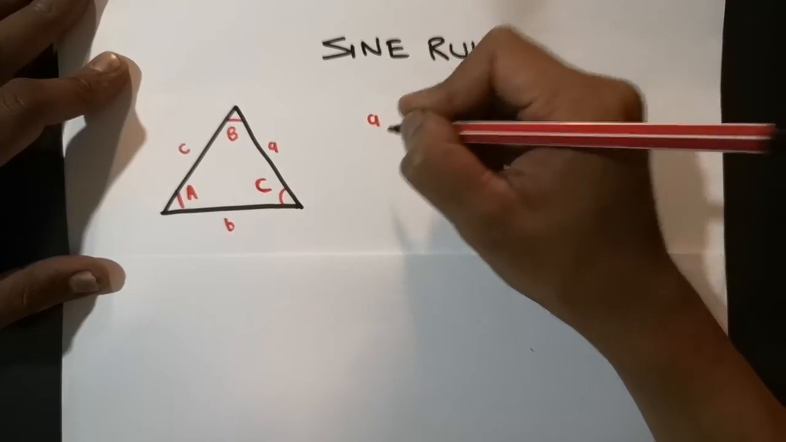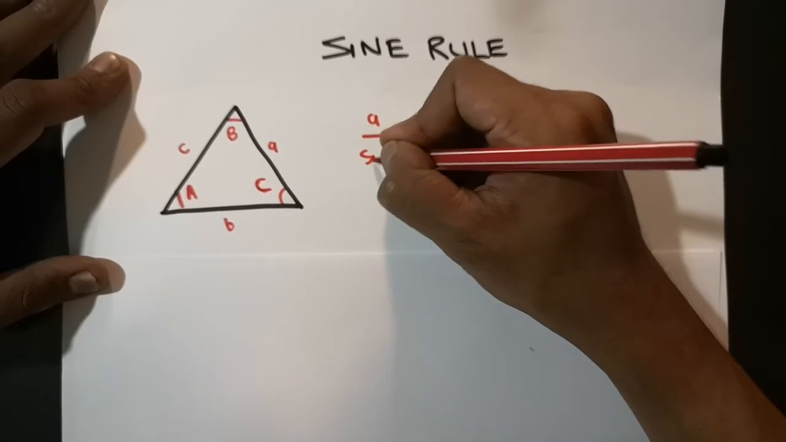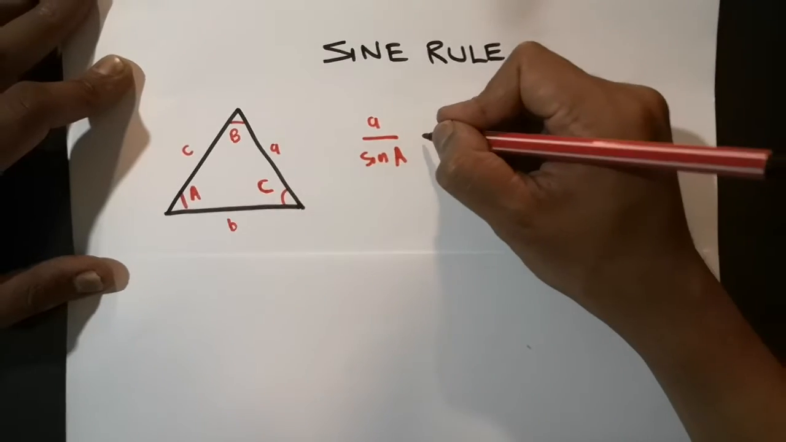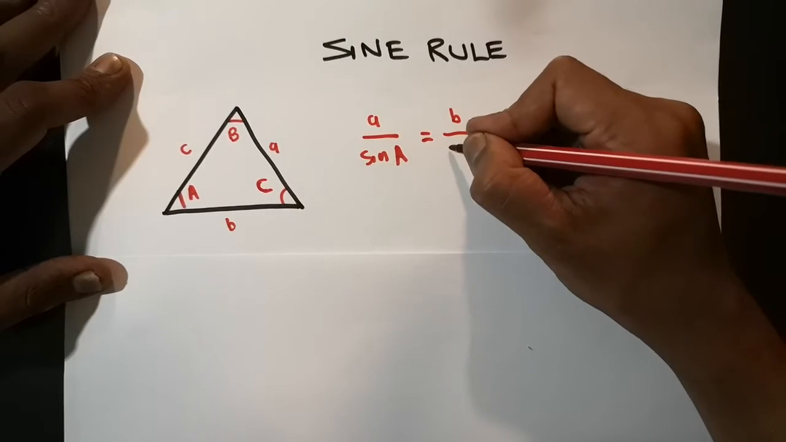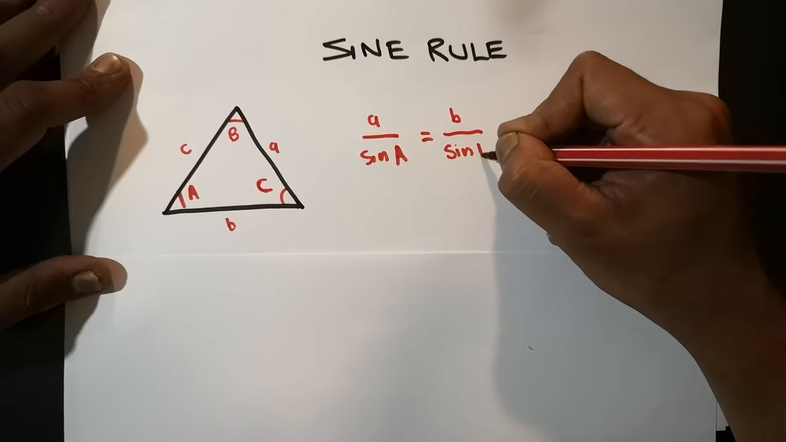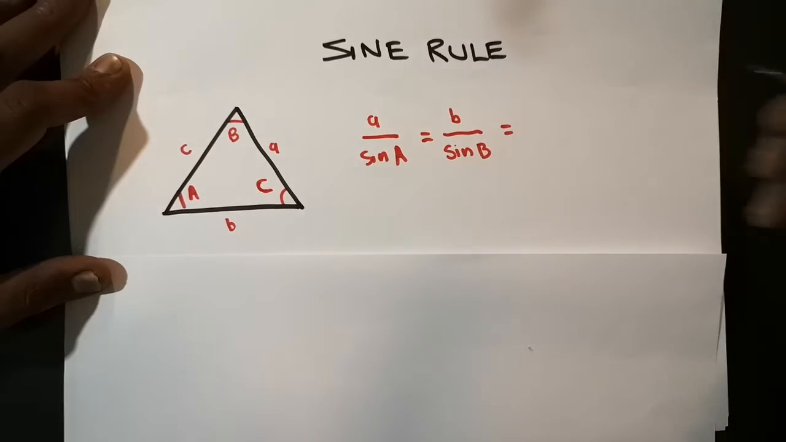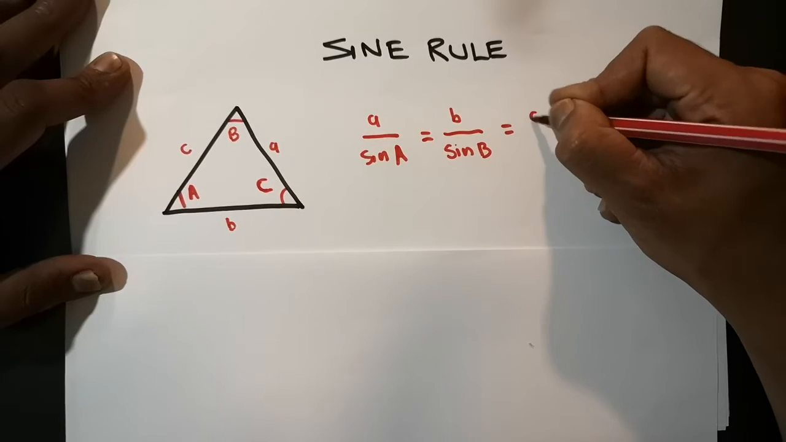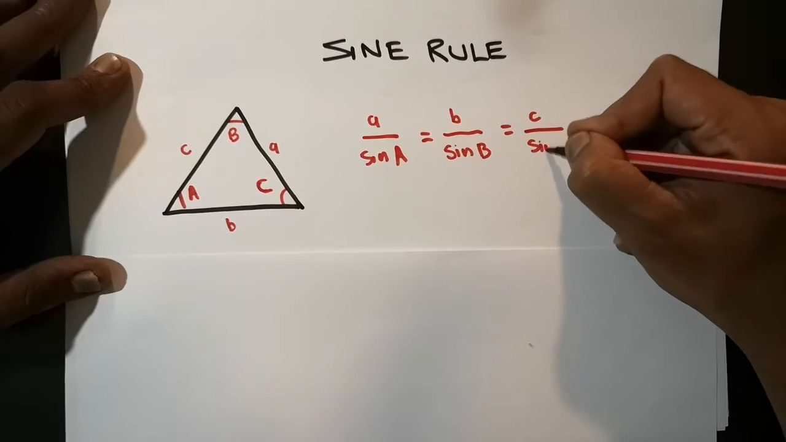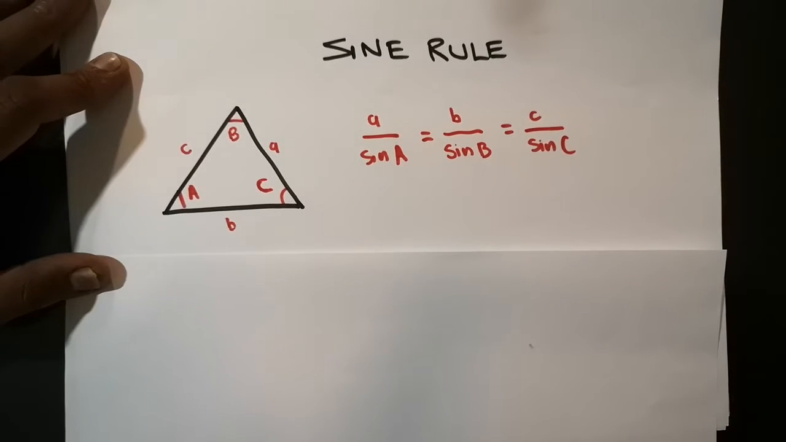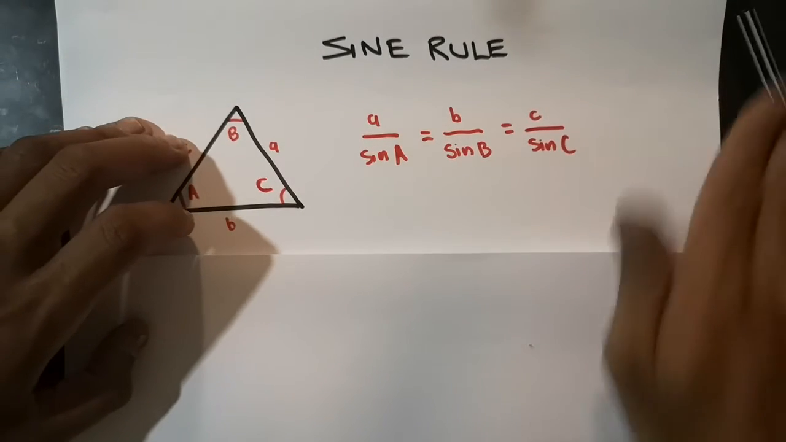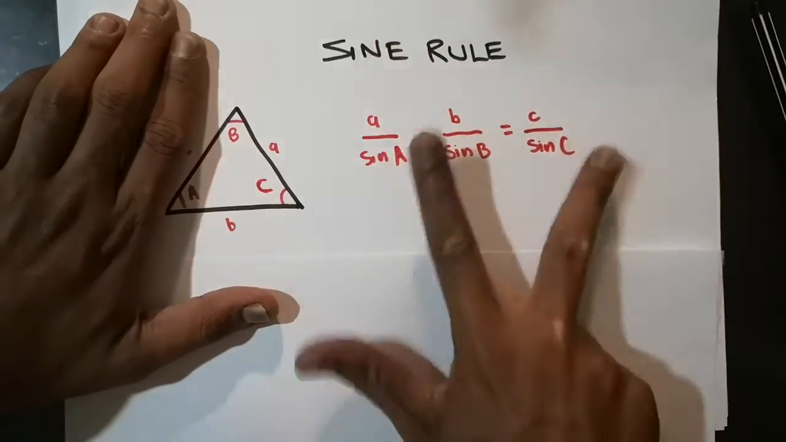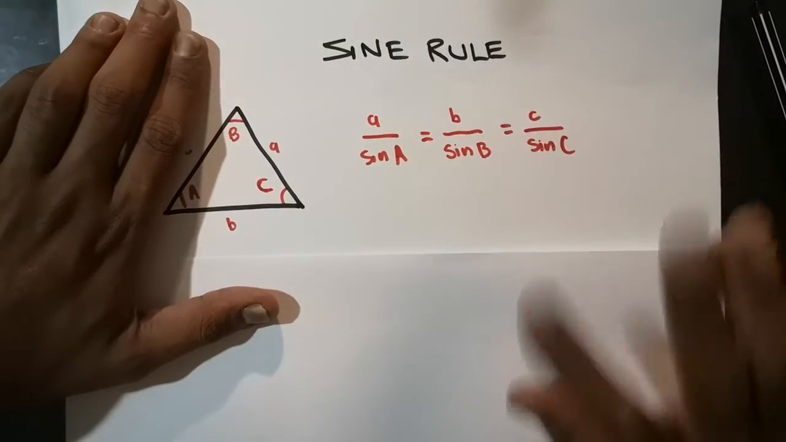Length a over sine A is equal to length b over sine angle B, and equal to length c over sine angle C. Simple. This is the only formula that you need to know for sine rule. And to do sine rule, you either use these two or these two or these two. Any combination of the two you can use.